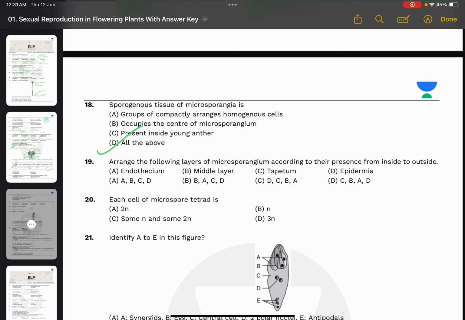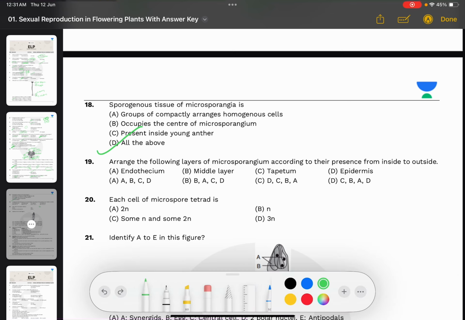18. Arrange the following layers of microsporangium according to their presence from inside to outside. So you have to write from inside to outside. First is the epidermis. Why am I using a green pen? See, biology is the world of greenery, so that's why I am using green. After that it is the endothecium. After that it's the middle layer. After that is what we call the tapetum.